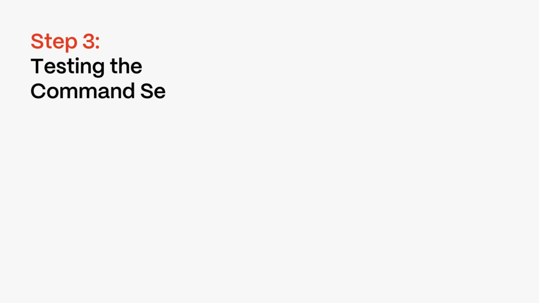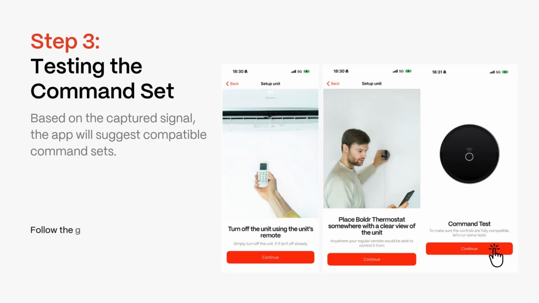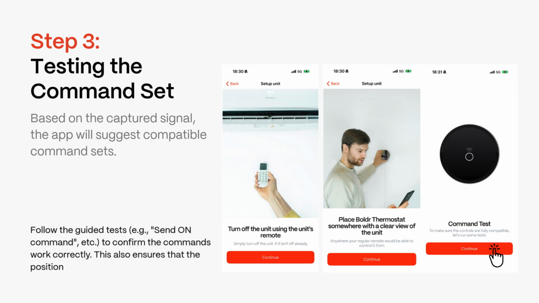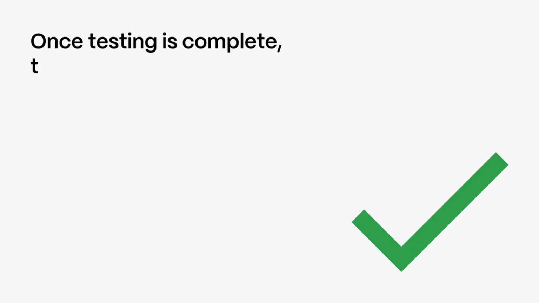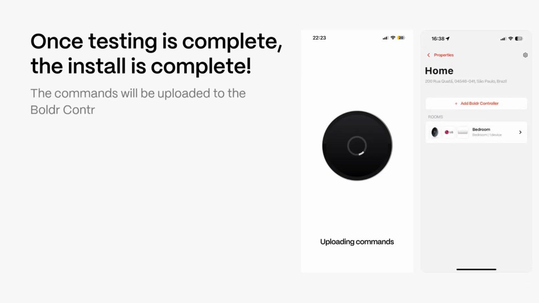Step 3. Test the command set. Based on the captured signal, the app will suggest compatible command sets. Follow the guided tests, send on command, etc., to confirm the commands work correctly. This also ensures that the positioning of the Boldr controller is good. Once testing is complete, the install is complete. The commands will be uploaded to the Boldr controller and you will be taken back to the property page for the install you just completed.